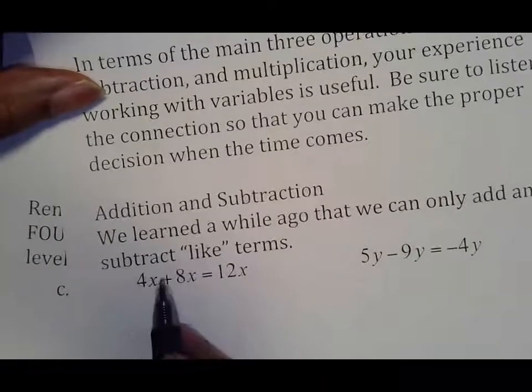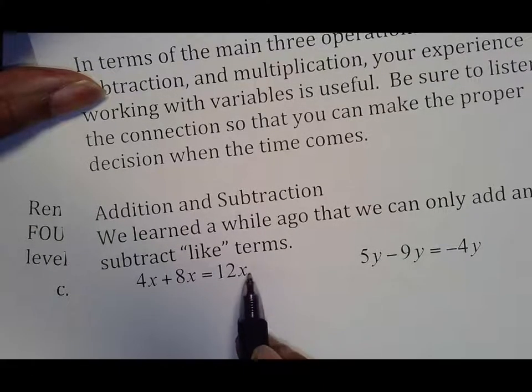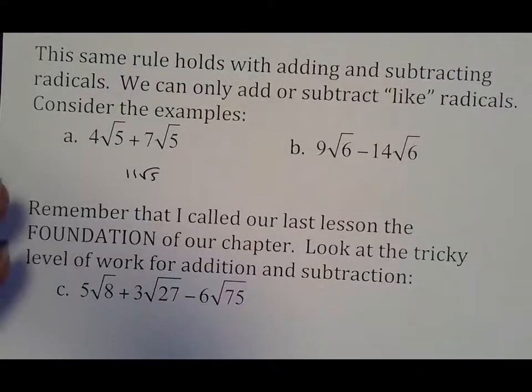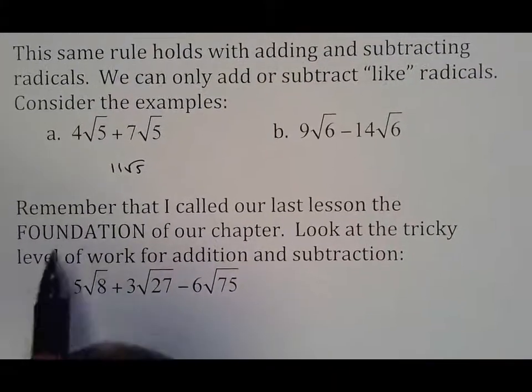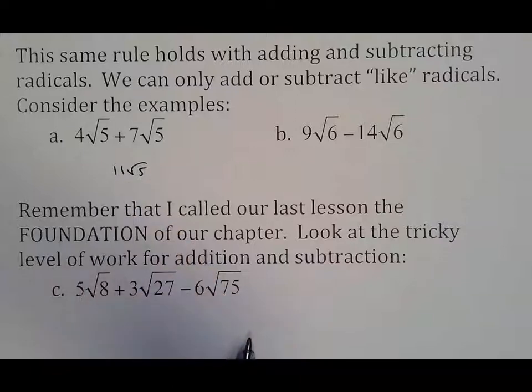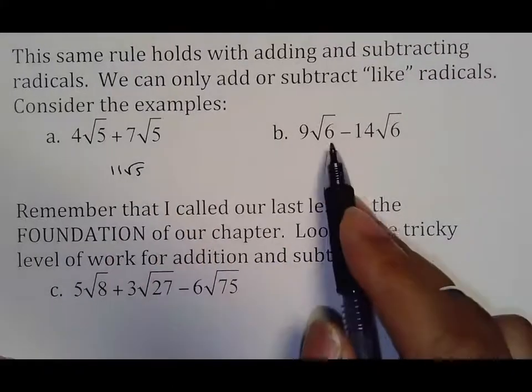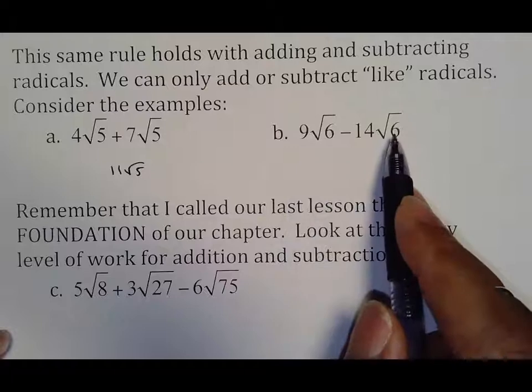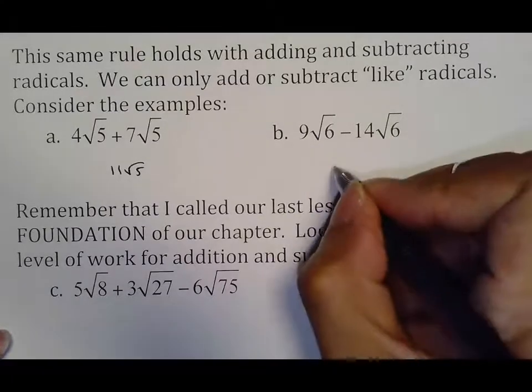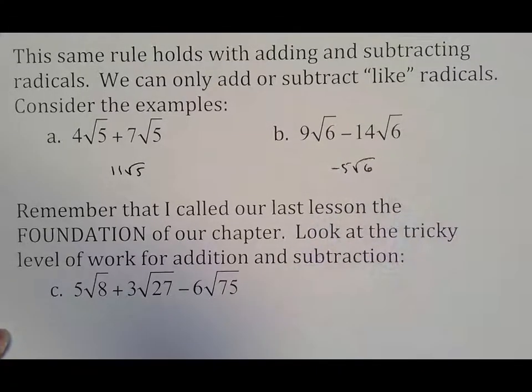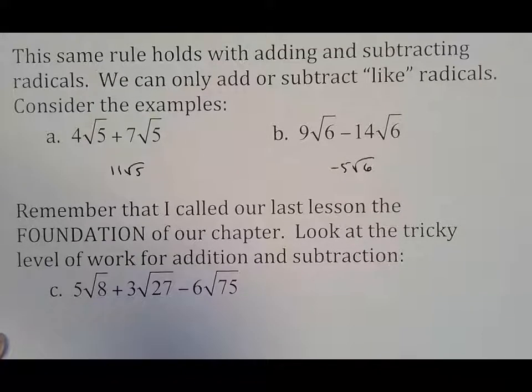We did not put 4x plus 12x equals 12, or 4x plus 8x equals 12x squared. We just put 12x. The label doesn't change. So therefore, 4 root 5 plus 7 root 5 makes 11 root 5 because the label doesn't change. 9 root 6 minus 14 root 6 would just be 9 minus 14, which is negative 5, and then leave your root 6. All right.